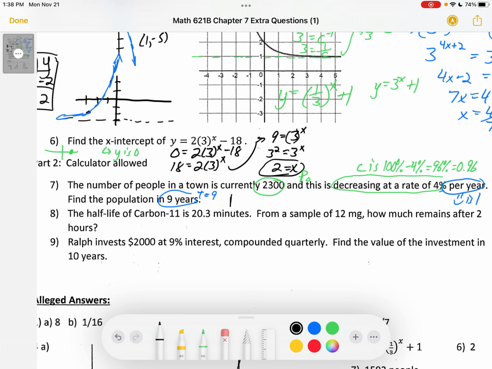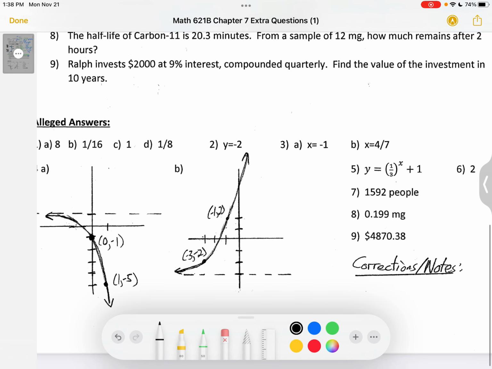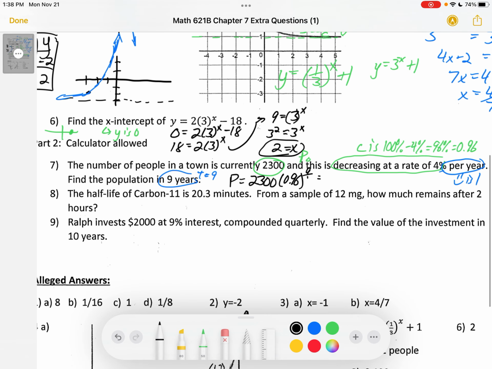So if I plug that into this formula, P equals P0, 2,300, 0.96 to the power of 9 over 1. Okay? And let's just see what we get. 2,300 times 0.96 to the power of 9. Okay? 1592, you can round up if you want to 1593, or we can truncate. Either one's fine.